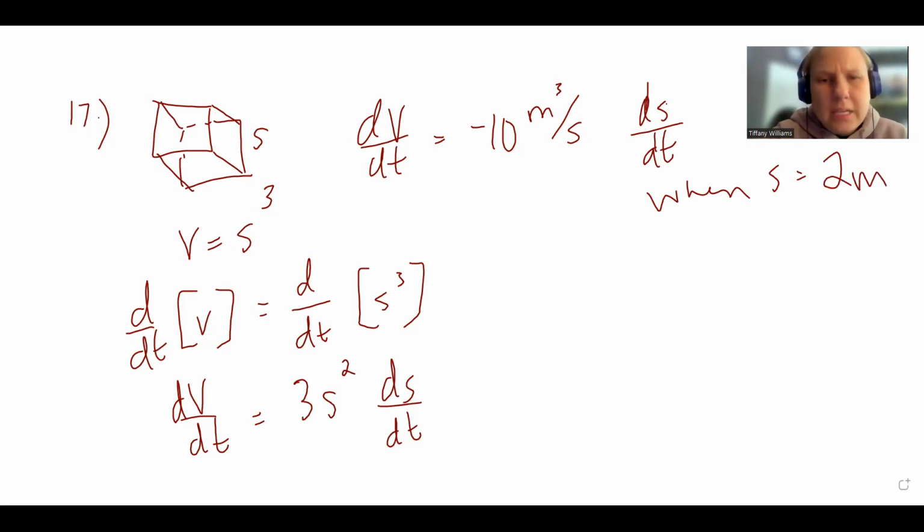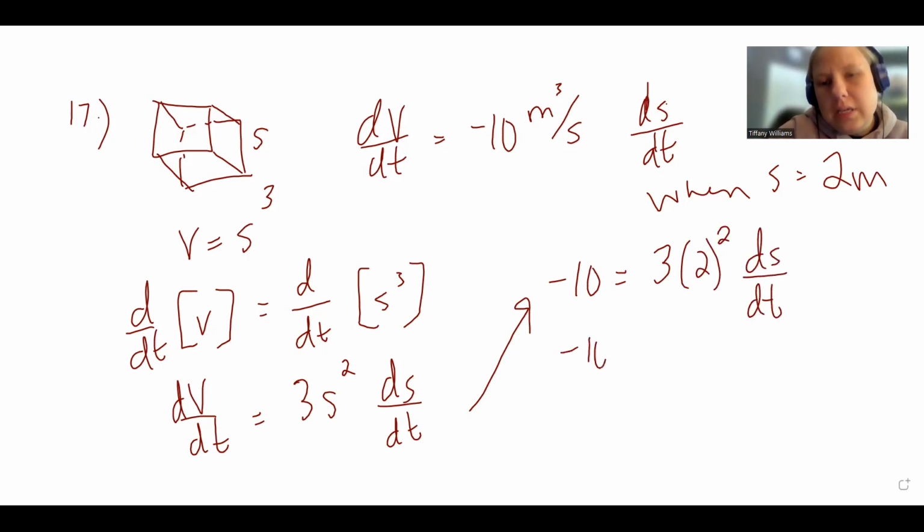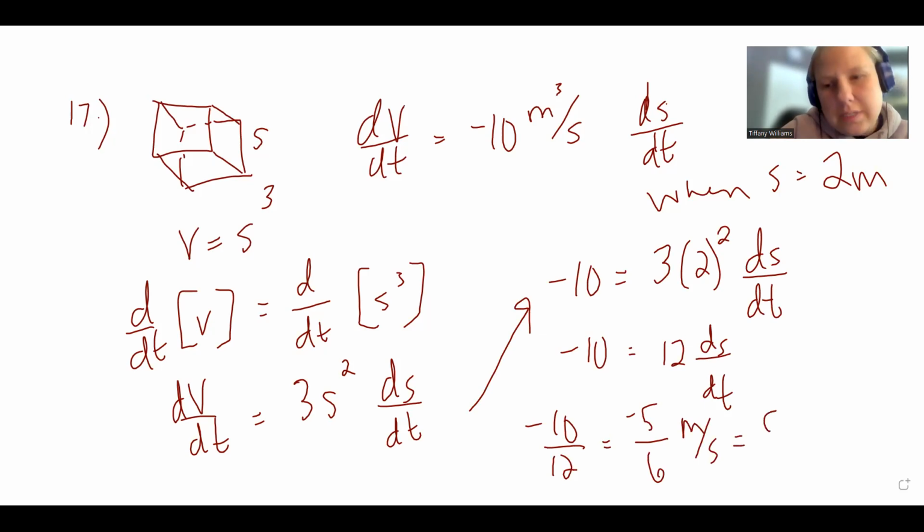Okay. So let's plug in what we know. dV/dt is negative 10 equals 3. I know that S is now 2, so I'm going to have 2 squared times dS/dt. So we've got negative 10 equals 4 times 3, which is 12, dS/dt. If I divide both sides by 12, I get negative 10 twelfths, which is equivalent to negative 5/6, and that's going to be meters per second equals dS/dt. And that's it. That's that problem worked.